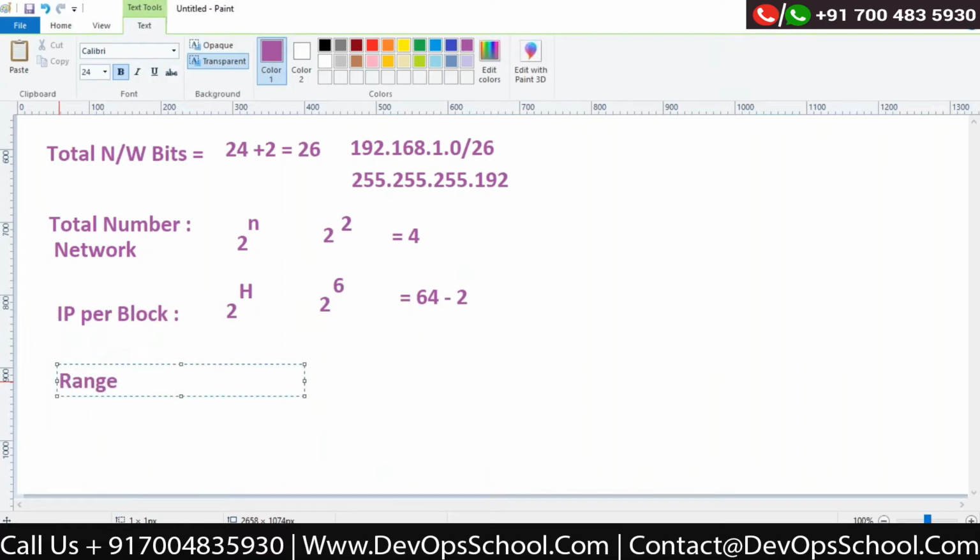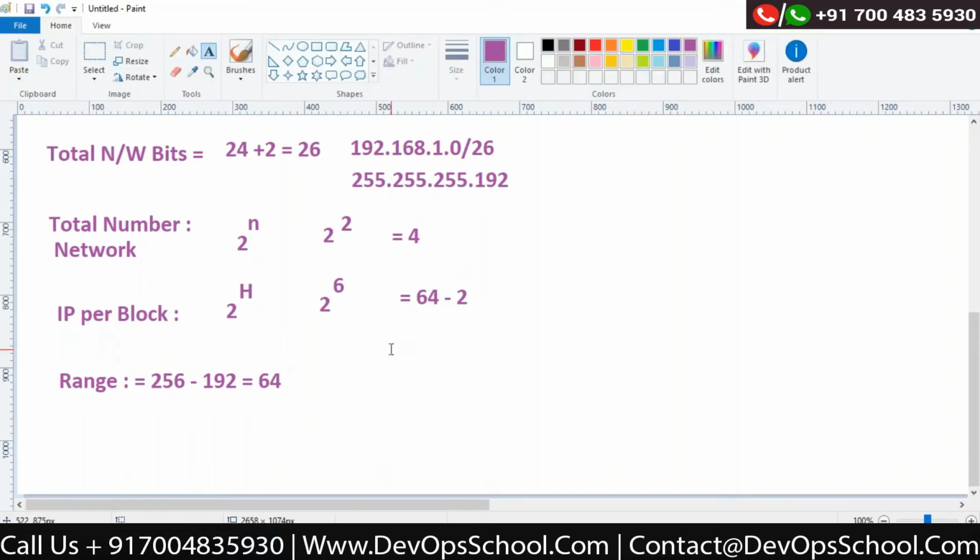Now to calculate the range, you just need to have some formula. Range is nothing but, what is your default value for your network? 256. Okay, simply divide your last subnet value from 256. How much network I'm getting? 64. Okay, so that every 64 you would see your network would be changed now, correct?